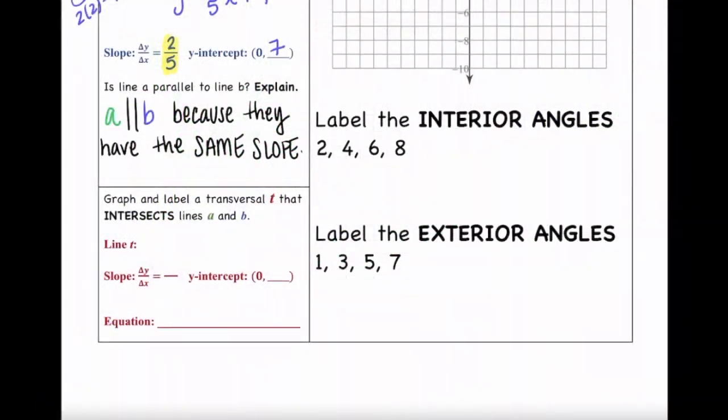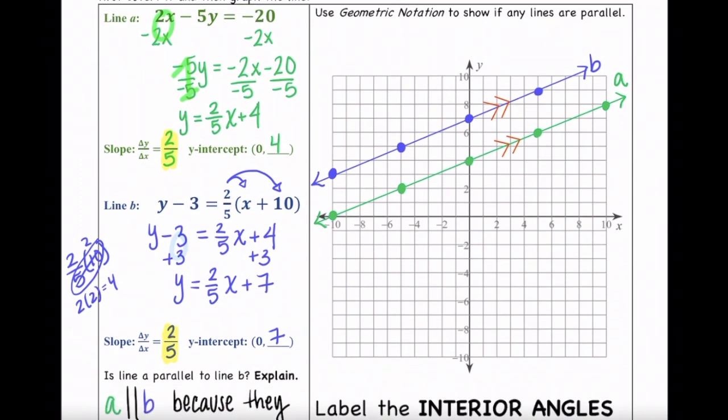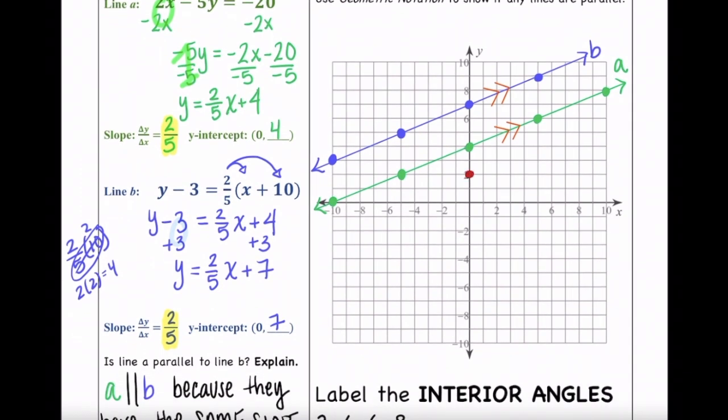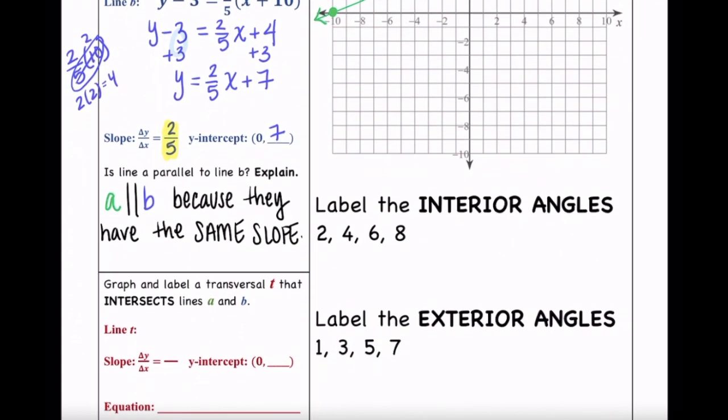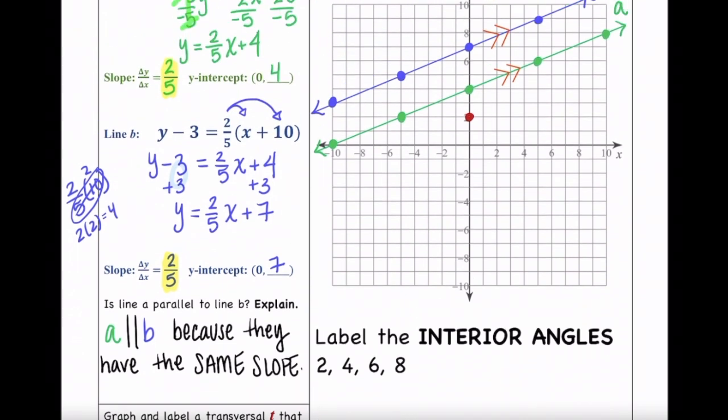So now we're asked to graph and label a transversal T that intersects lines A and B. And we get to pick kind of whatever we want here. So since both of these lines are increasing with positive slopes, pretty much if I take any decreasing line, any negative slope, it will end up intersecting. So this time I'm going to start my graph at 0, 2. My y-intercept 0, 2. And let's do a slope of, how about negative 3/4? That one sounds fun, negative 3/4.